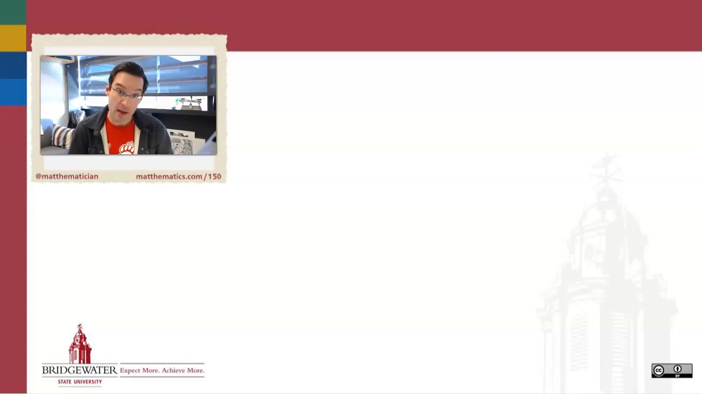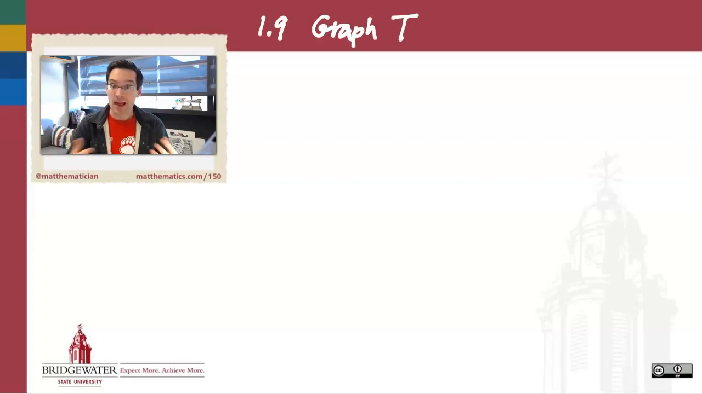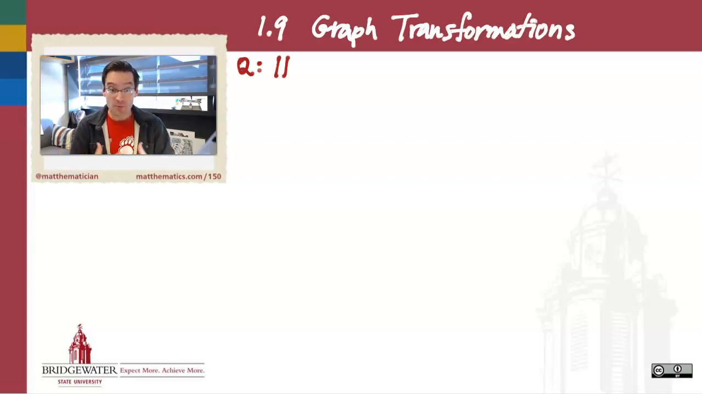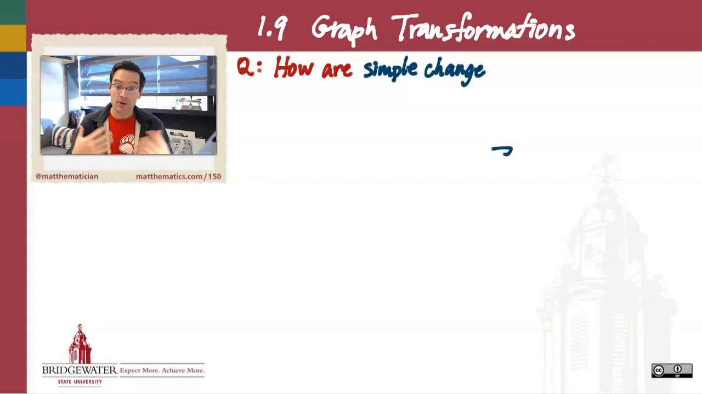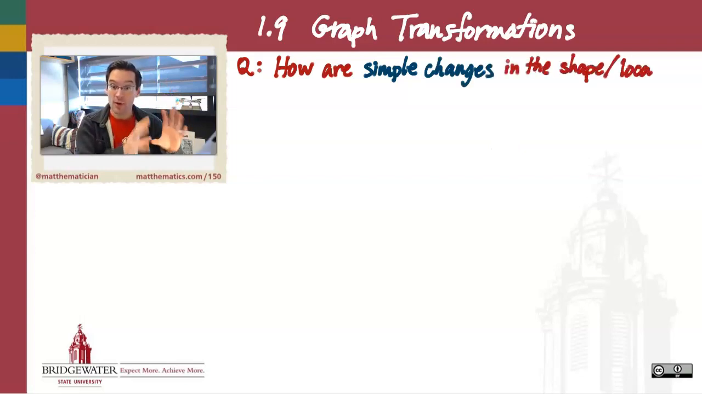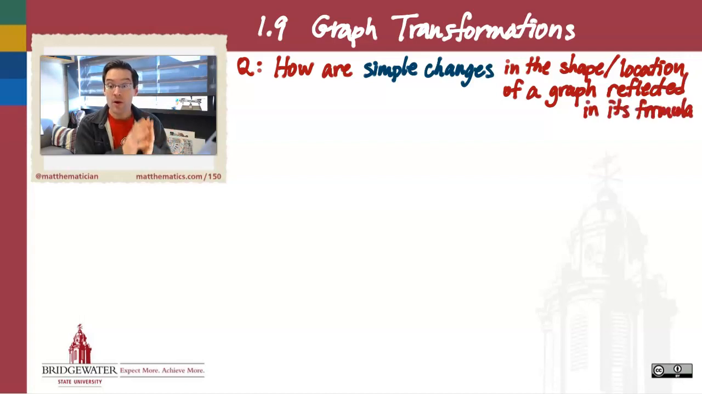So much of pre-calculus is about how we transfer our understanding of a function that comes from its formula into understanding of that function which comes from its graph. This section is a lot about that, because in this section we ask the question: how are simple changes in the graph of a function, changes in its shape, its size, its orientation, reflected in the formula for that function?